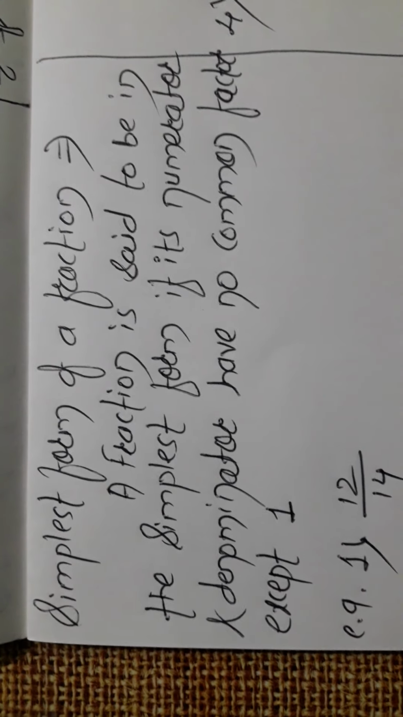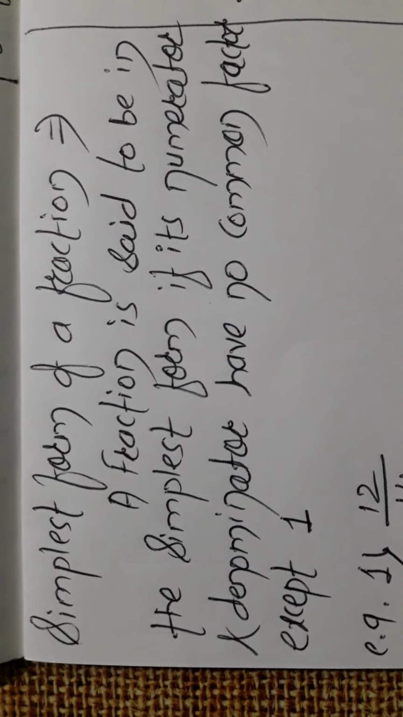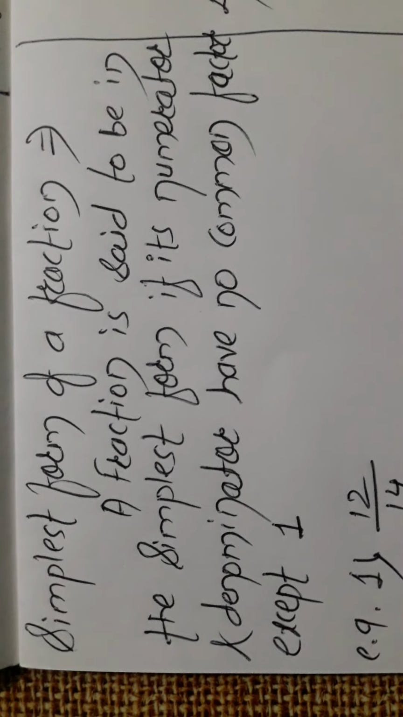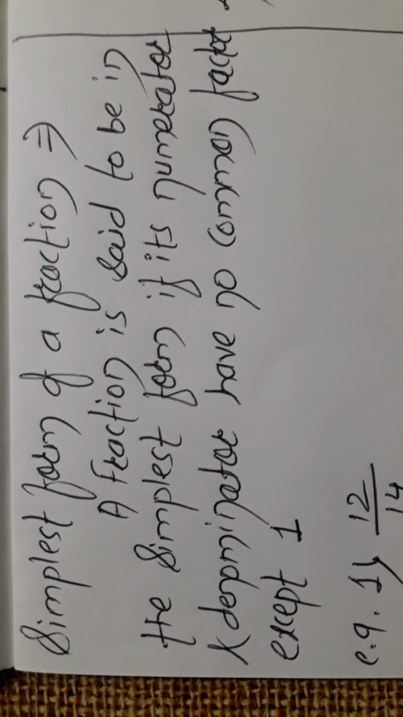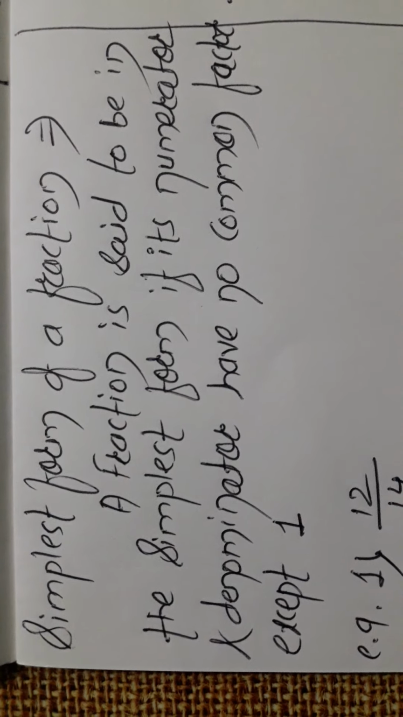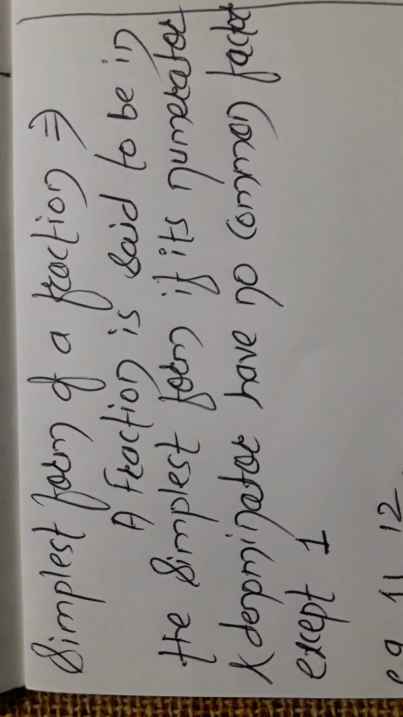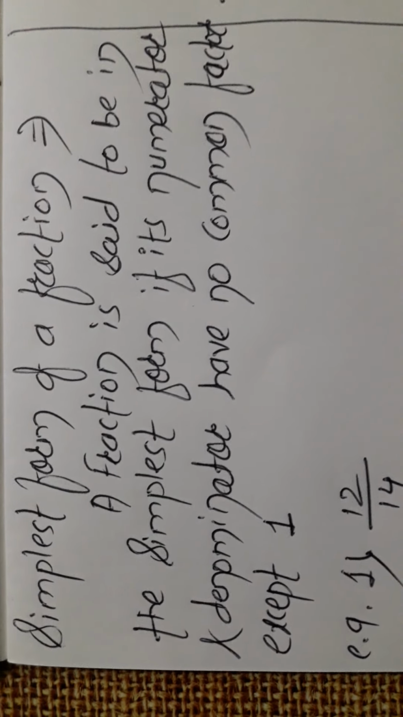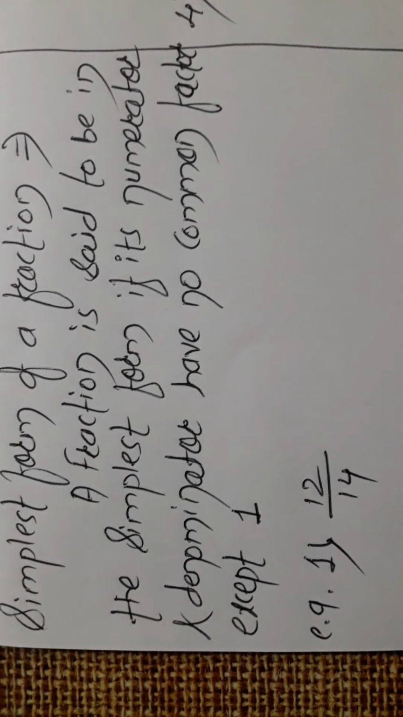Okay, now look here, I am going to start the point: simplest form of a fraction. How to find the simplest form? Before starting that, I have written 2-3 lines here. Try to understand those lines, and you will come to know the exact meaning of the simplest form. A fraction is said to be in the simplest form if its numerator and denominator have no common factor except 1. This is very important.